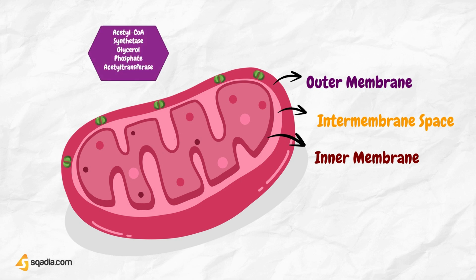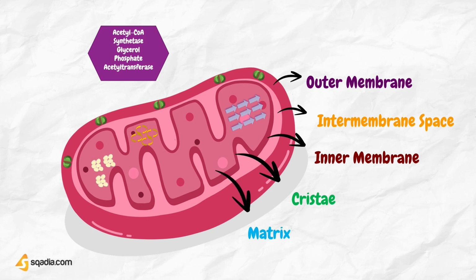This membrane contains various enzymes such as acetyl coenzyme A synthetase and glycerol phosphate acetyltransferase. The inner membrane is folded in the form of shelf-like inward projections called cristae, and it covers the inner matrix space. Cristae contain many enzymes and other protein molecules which are involved in the respiration and synthesis of adenosine triphosphate, ATP. Cristae are collectively known as respiratory chain because energy-building processes such as Krebs cycle, electron transport chain, and beta-oxidation of fatty acids occur in the matrix.